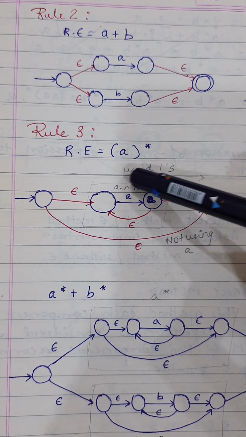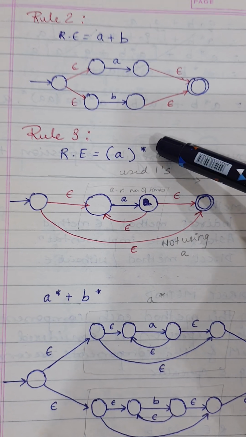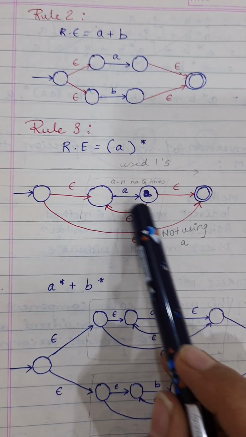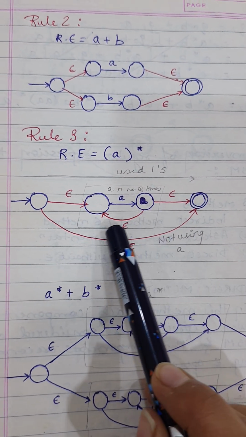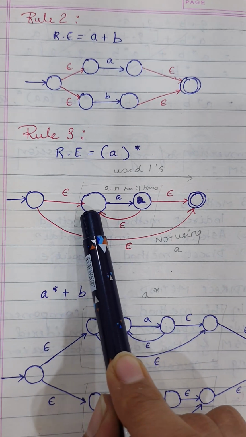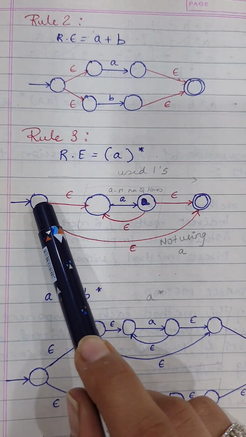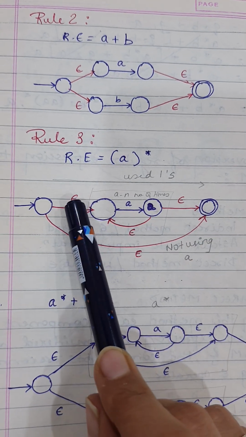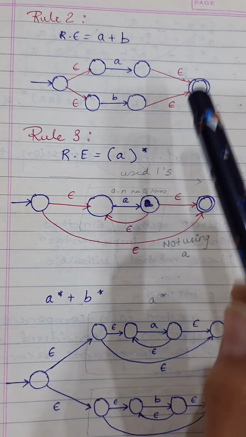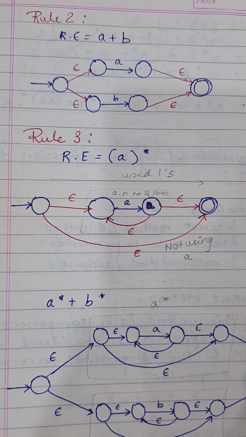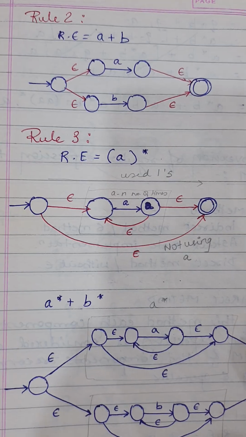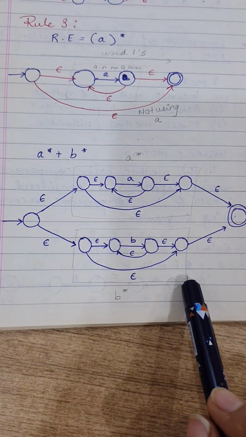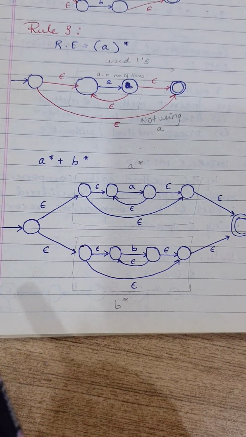Third rule is to represent A star, that is repetition of A 0 or more number of times. So I'll write A here. There will be a back transition of epsilon to the previous state. From the state here, there will be a forward transition and another two epsilon transitions here. So this is a rule. So these three diagrams you need to remember so that you can construct the finite automata corresponding to any given regular expression.